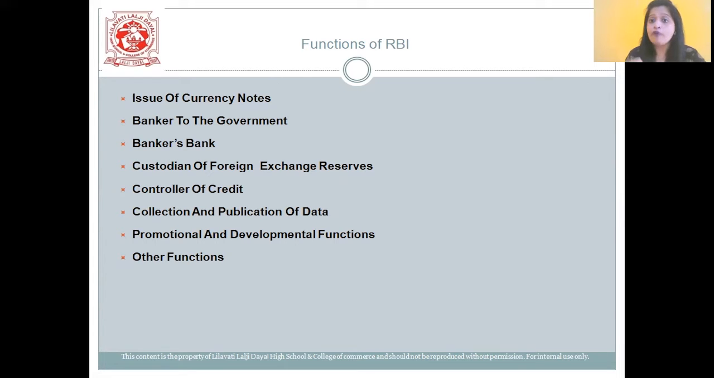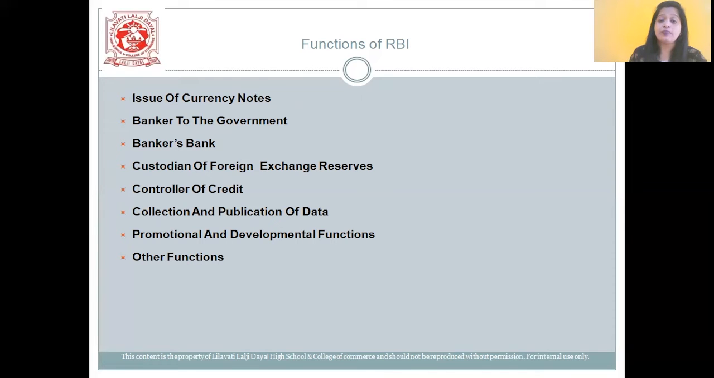Next one is custodian of foreign exchange reserve. RBI acts as a custodian of the country's foreign exchange reserve. It undertakes buying and selling of the currency of all the members of the IMF, International Monetary Fund. Next, you have the controller of credit. RBI has the power to influence the volume of credit created by the commercial banks. Hence, it is termed as the controller of credit. Next one, students, is collection and publication of data. Reserve Bank of India collects and compiles the statistical information that is required for banking and financial sectors.